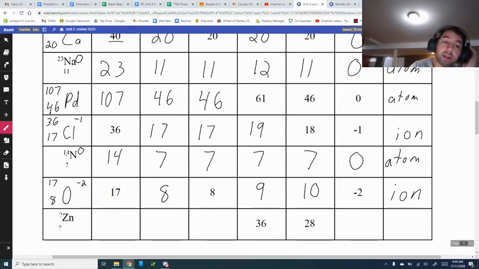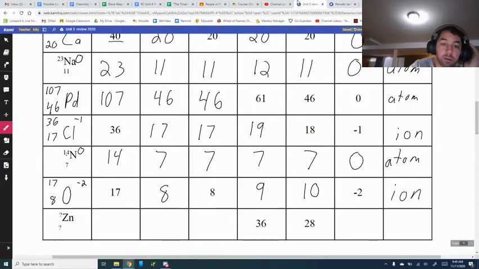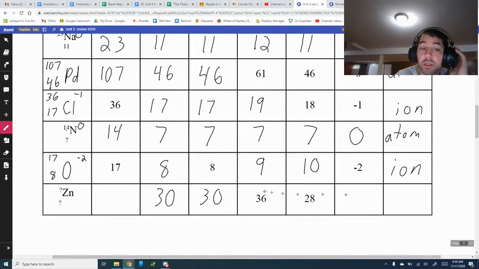All right, next we have zinc. Our mass number, we don't know yet. Our atomic number, we can find zinc on here. Zinc is right there. It's atomic number 30. So we write 30 for protons, 30 for atomic number. Our charge is not 0. Our charge is +2 because we have 30 protons and 28 electrons. So since we have more protons than electrons, our charge is positive 2.